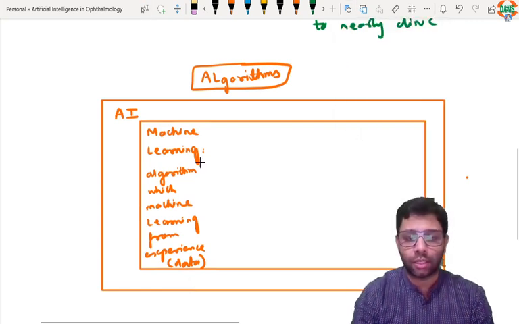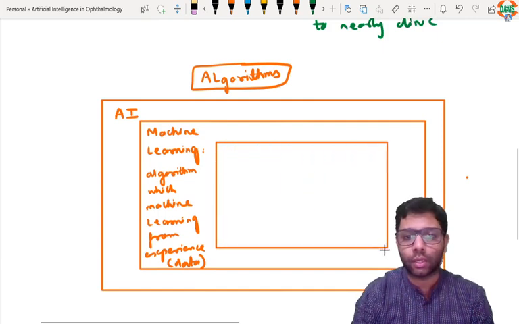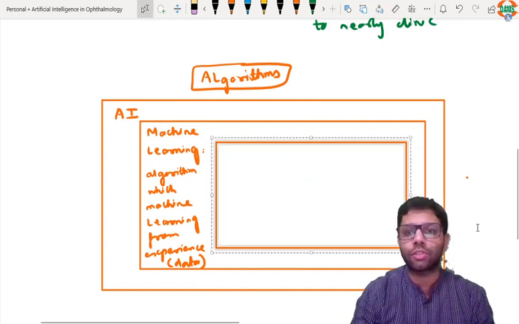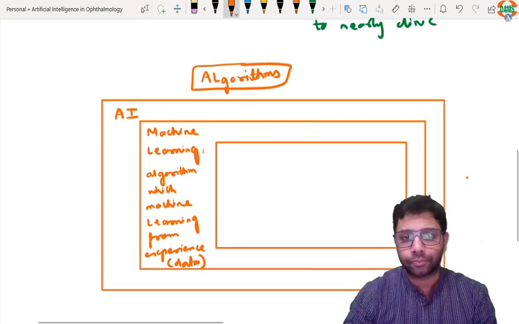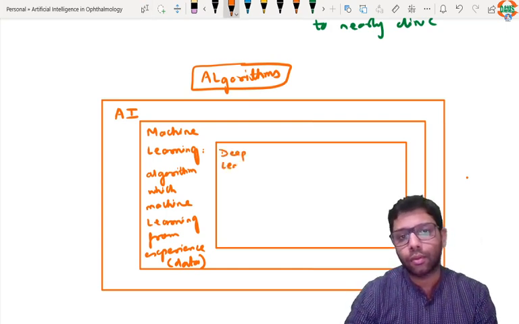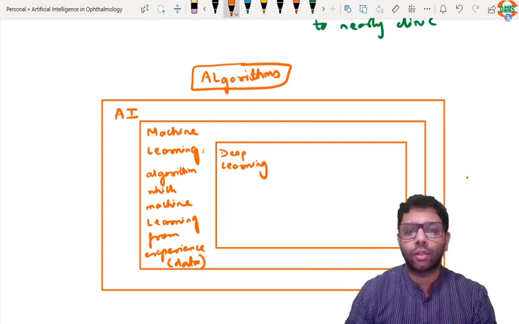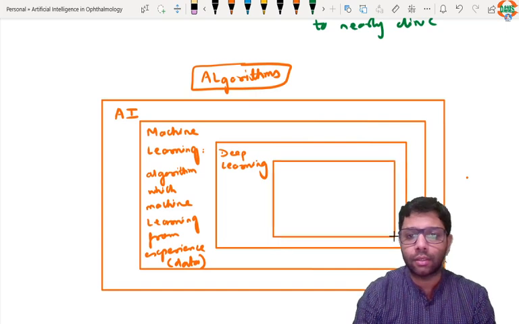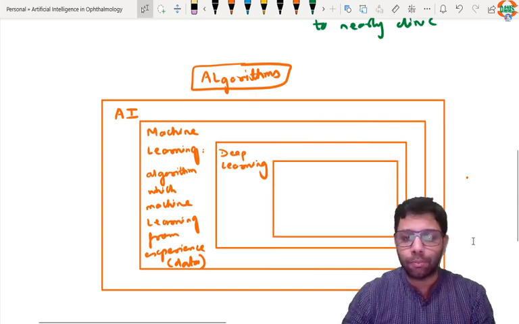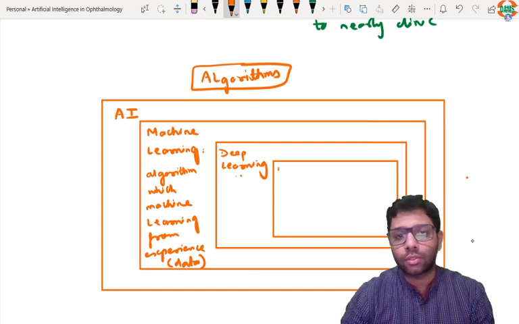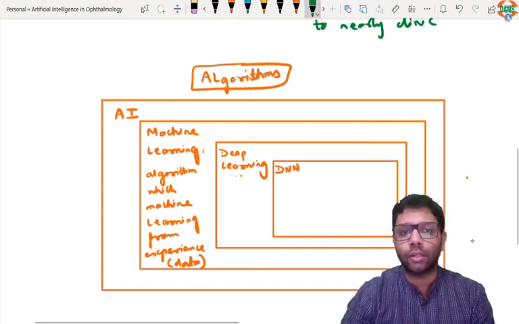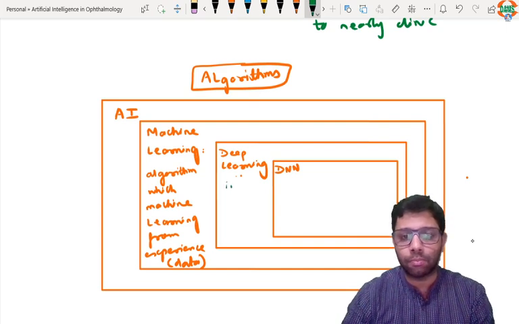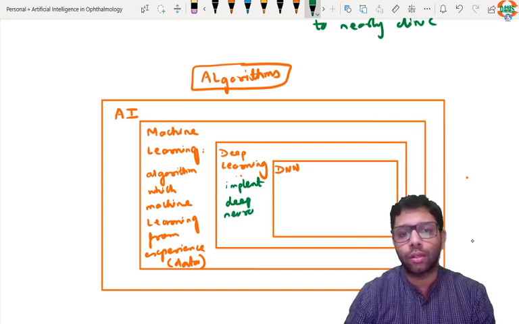Now this machine learning includes a subset known as deep learning. Deep learning is again an algorithm which implements a subset known as the deep neuronal network. So that is DNN. So I will write over here, deep learning is an algorithm which implements deep neuronal network.